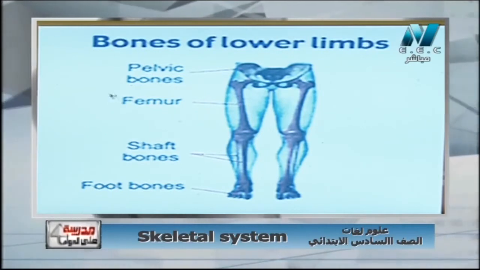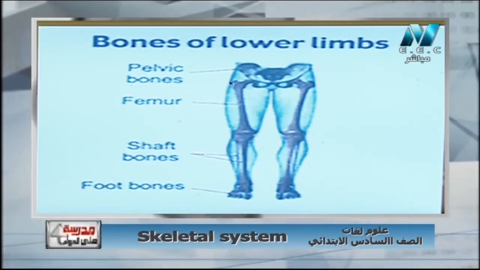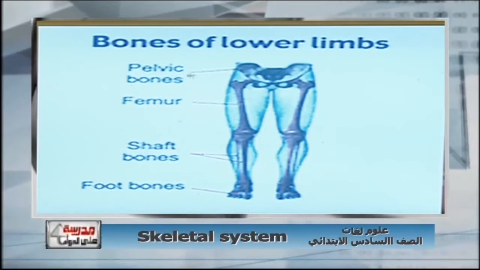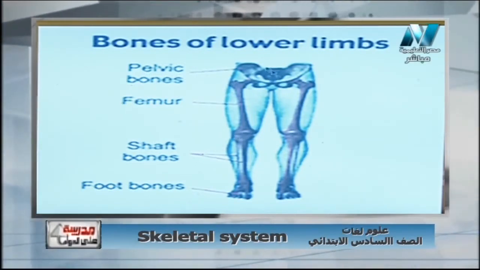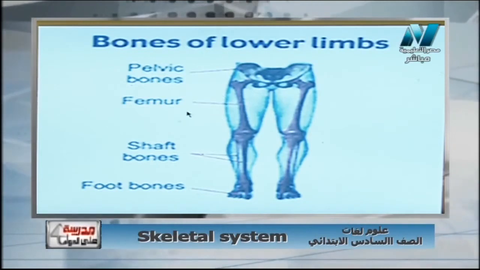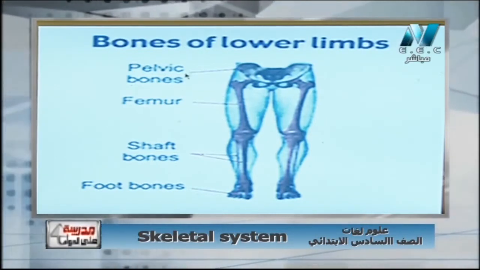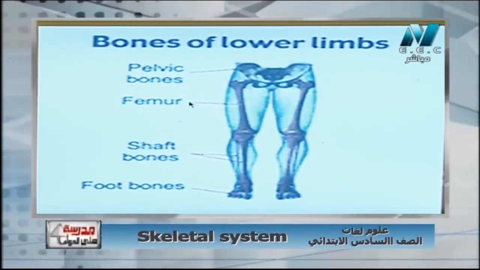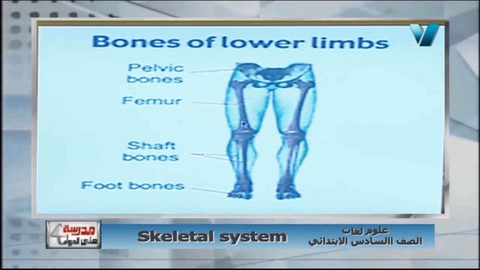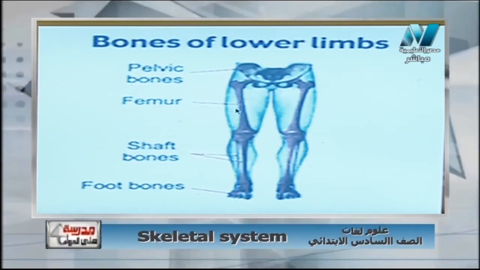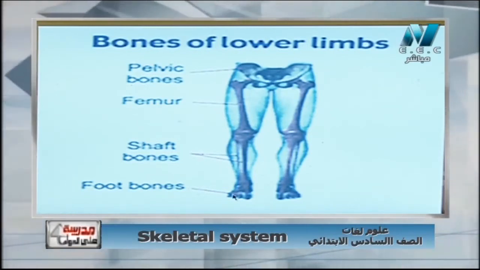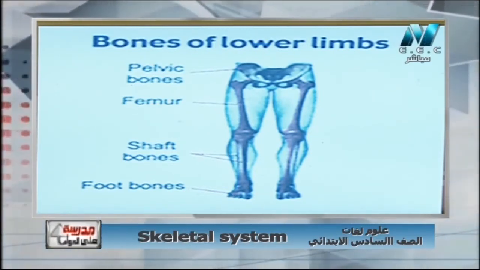طب برضه في اسم هنا موجود فوق خالص هو موجود مع اللور لمب؟ لا طبعا ده pelvic bone عظام الحوض ودي اللي بتوصل اللور لمب to the rest of the body، لكن هي مش جزء من اللور limb. يبقى دايما ناخد بالنا ان اللور limbs consist of 3 parts only: femur, shaft bone and foot bone. Femur عظام الفخذ، shaft bone عظام الساق، foot bones عظام القدم.